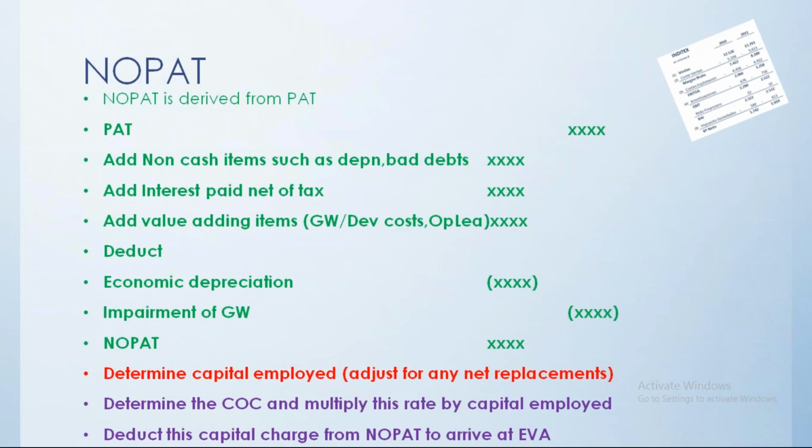Determine the capital employed. There again, it is the economic capital. So we have to look at the replacement cost, all that, and adjust the capital employed. Look at the cost of capital, and then it's like RI, but we call it economic value added. The reason is we don't take the profit before tax, but we take net operating profit after tax, and then what we deduct is not the normal capital employed into cost of capital, but the economic capital employed into the cost of capital.